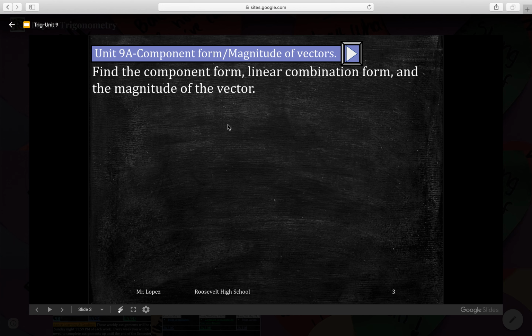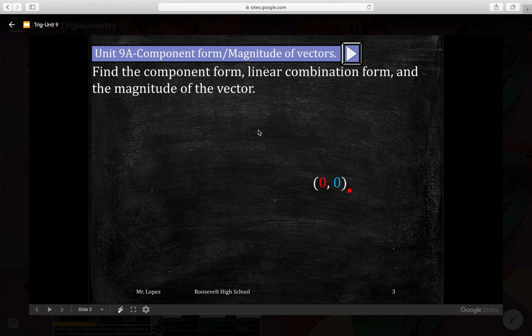So a vector is an array. It has an initial point and a final point. So here's an example. Find the component form, linear combination form, and the magnitude of the vector.